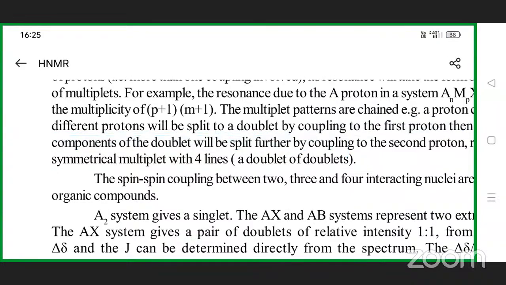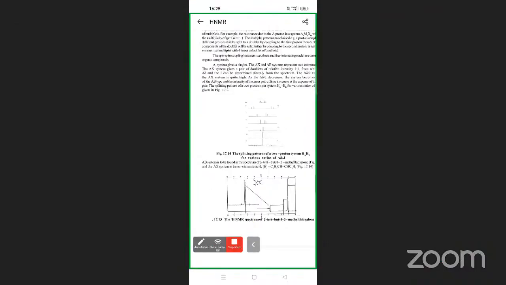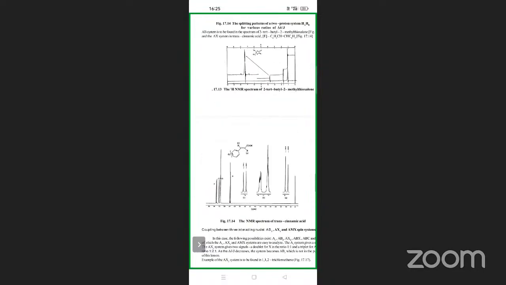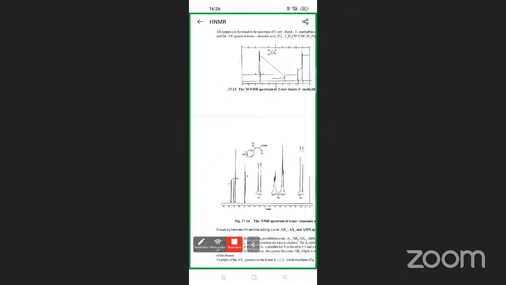And yes, there are first order H1 NMR spectra and second order H1 NMR spectra. They differ by the J values here: higher values are first order, the lower values are second order with weak interactions. So all these aspects are there. We will discuss the first order H1 NMR spectra and the second order H1 NMR spectra in the next class.